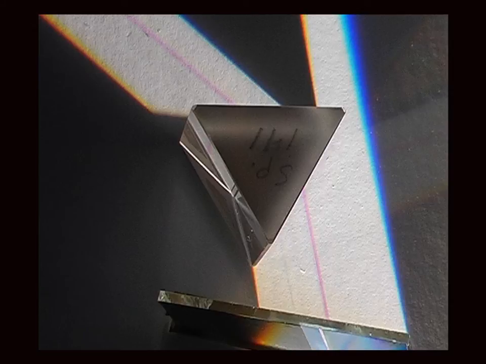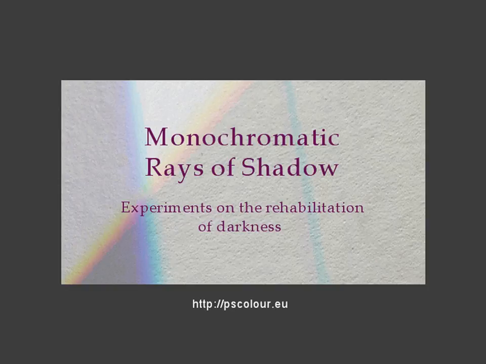Due to the light-dark symmetry principle just demonstrated, it should as well be possible to separate out monochromatic rays of shadow from the inverted spectrum. For instance, a purple ray, as shown here. How this is done is another story, however. You can get to learn more about it in another video.